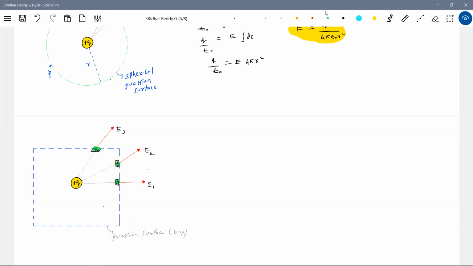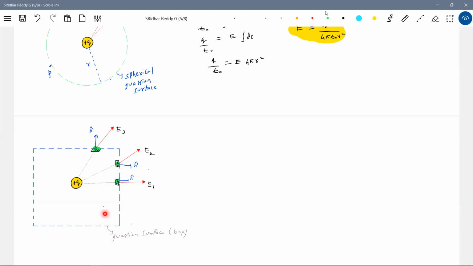Here how will the n cap be? The n cap vector is like this. What about n cap here? What about n cap here? So look at the angle also. Here the angle between E bar and n cap is 0. Here the angle between them is increasing. Then again it becomes a certain angle. Again it varies. So what is the problem here on this Gaussian surface?